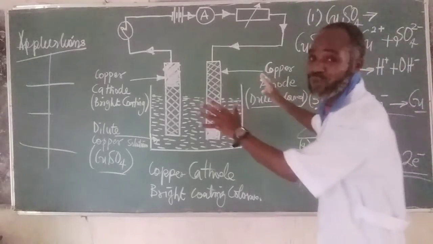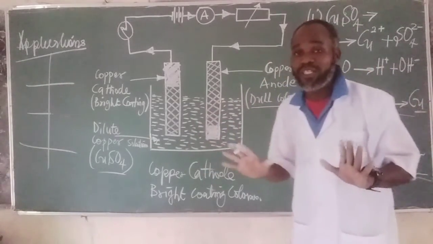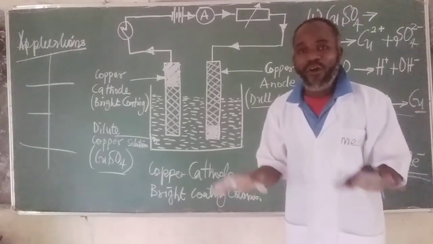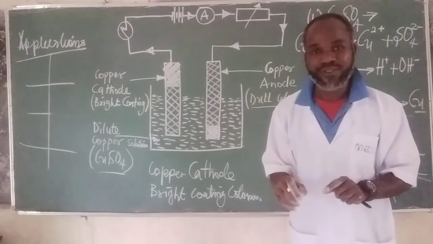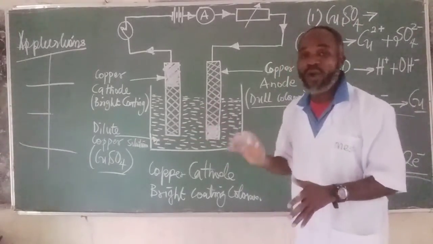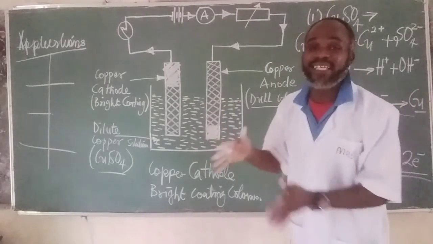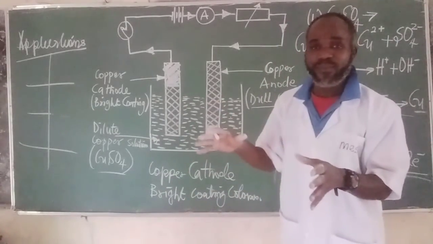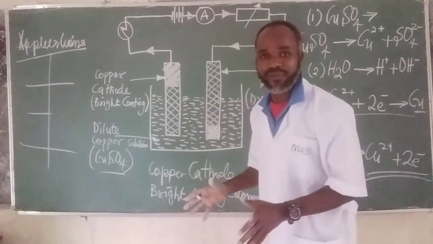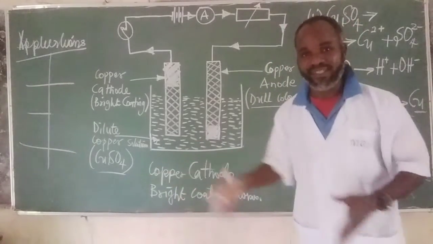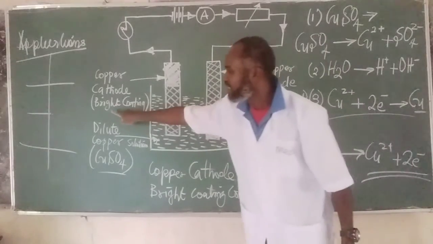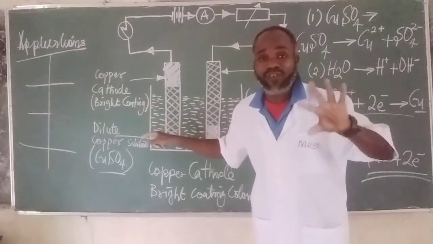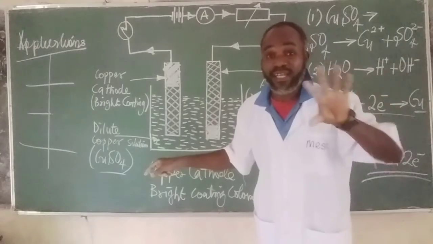If we have understood this, questions coming from this could be, what is the color deposited on the copper cathode electrode? Then you have the options. What is the nature of color deposited or formed on the copper cathode electrode during copper sulfate electrolysis? Please do well by picking the option bright coating. That's the color. Bright coating. Whatever is formed there is bright, is clear.